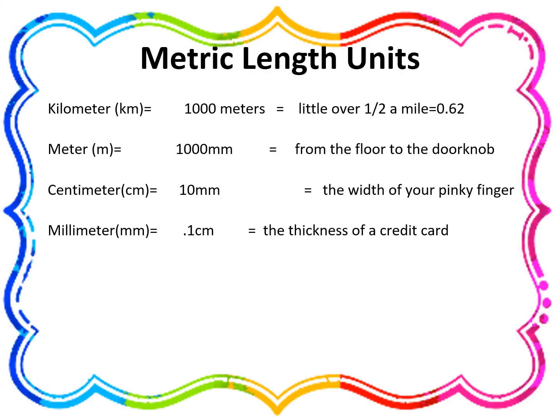So in the metric length units, a kilometer, which is 1,000 meters, is just over a half of a mile. A meter, which is 100 centimeters, would be something you'd measure from the floor to the doorknob, which is much like a yard. And then a centimeter, which is 10 millimeters, is like the width of your pinky finger. It's pretty small. And then a millimeter, which is 1/10 of a centimeter, is the thickness of a credit card or like a toothpick. So it's really, really small. Okay?